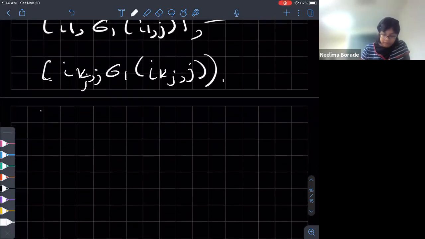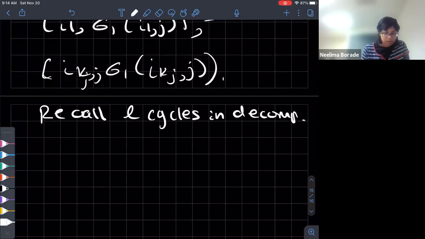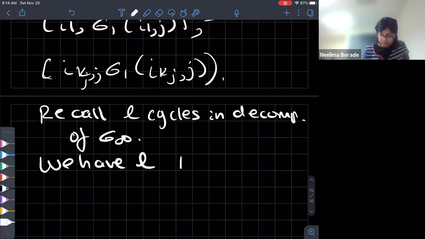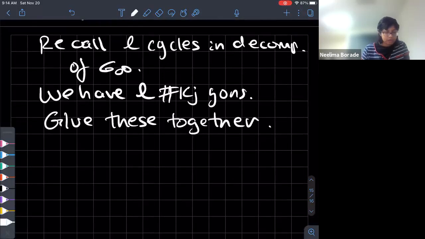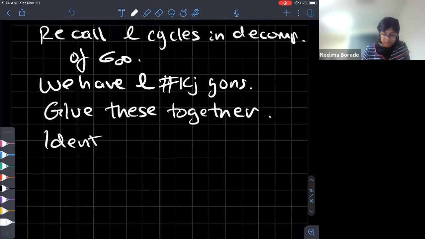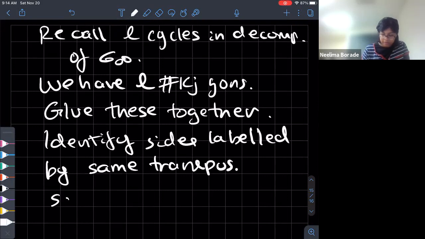And then recall we have L cycles in the decomposition of sigma infinity, and so we have L KJ cones, and so we glue them together. And how do we glue them? We identify sides labeled by the same transpositions and the same direction.